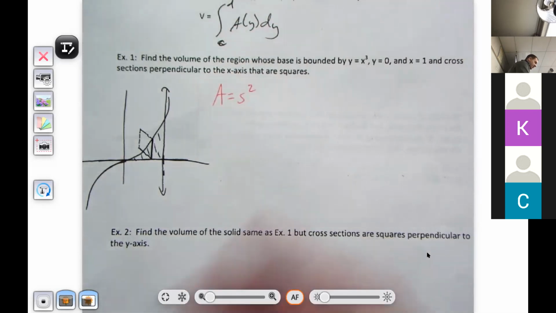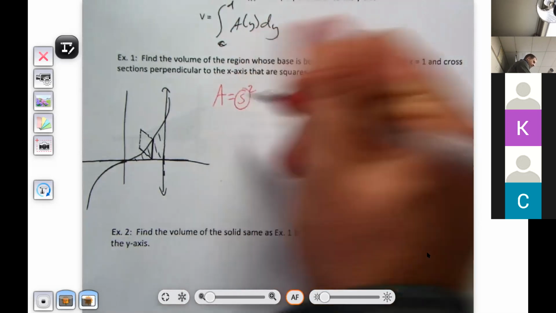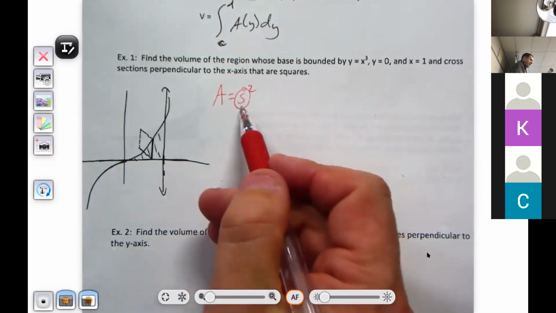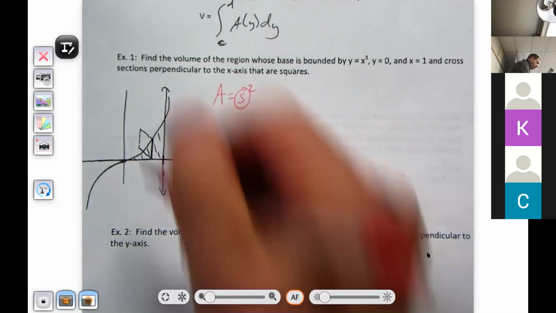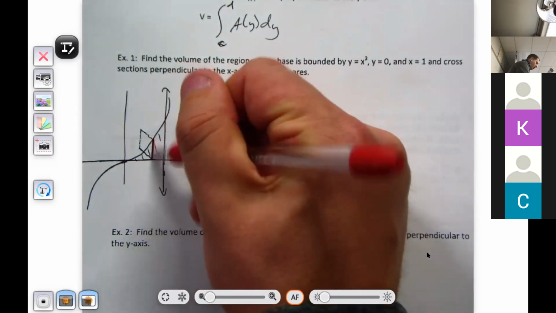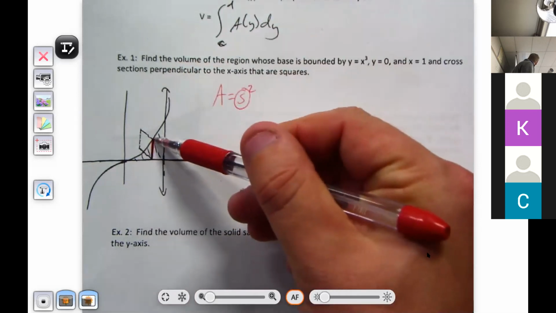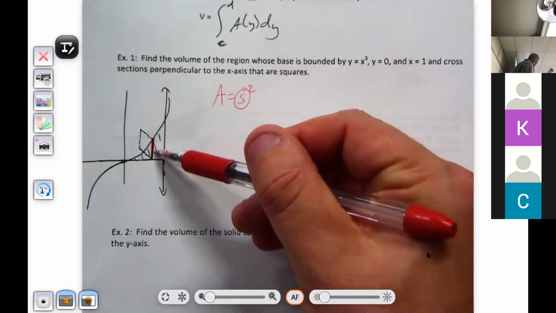Our job is to figure out this. This is kind of the hardest part of the problem, like with discs and washers, finding the R's, those were the hardest parts of the problem. That's the same thing here. I need to figure out what is that side length. So the side length is however long this little length is right here in the coordinate plane. How long is that length right there?